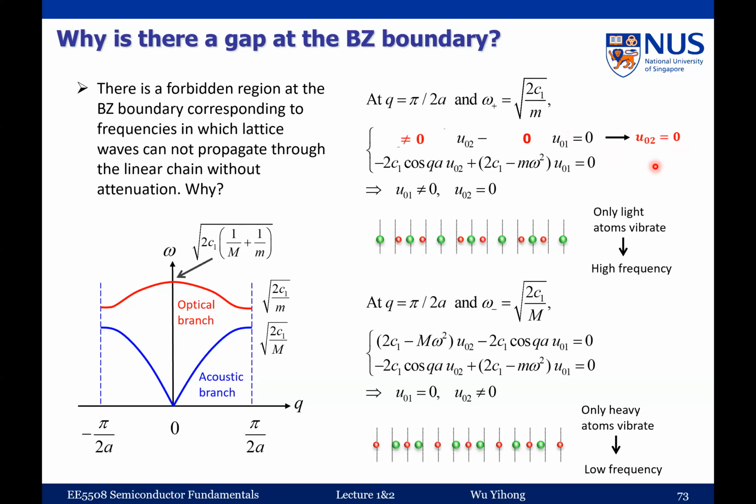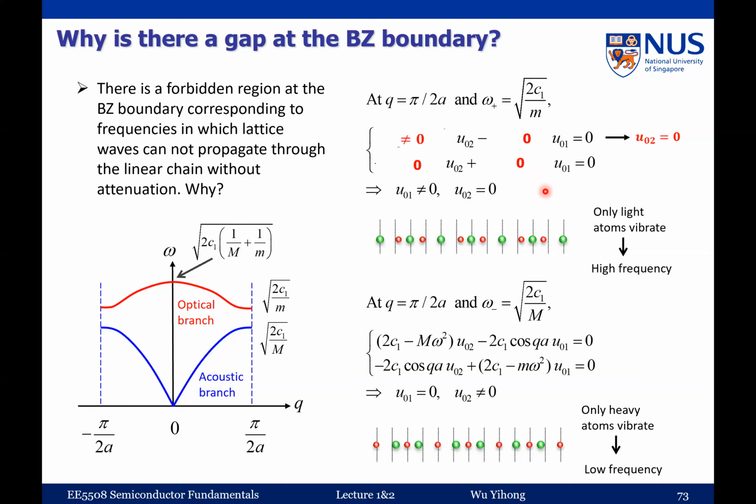You can still satisfy this equation, right? And then from the second equation, you can see that this one will be 0, because cosine QA, where QA is pi over 2, is 0. And then this one, 2c1 minus omega squared, you substitute this one here, and this will also be 0, right? So now you have these two equations.